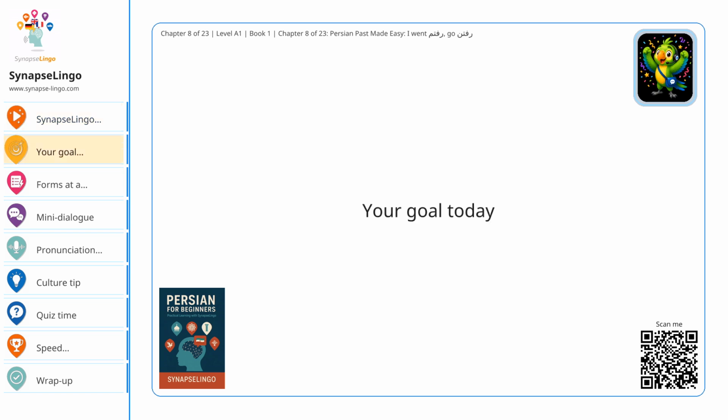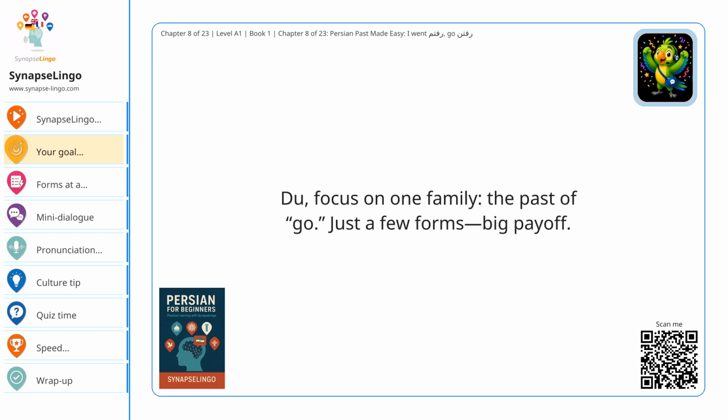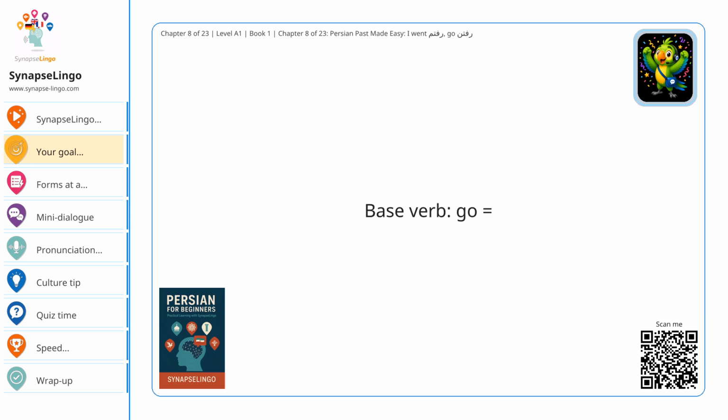Your goal today, Do: focus on one family, the past of go. Just a few forms, big payoff. Base verb, go equals رفتن. I went equals رفتم. He went, she went equals او رفت. It went equals رفت. We went equals ما رفتیم.